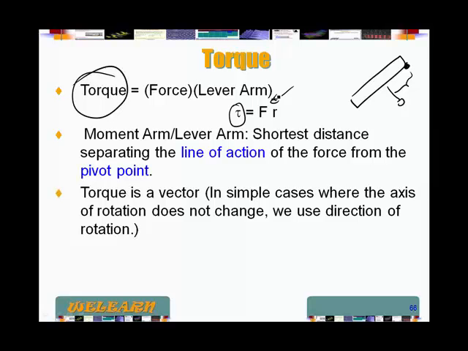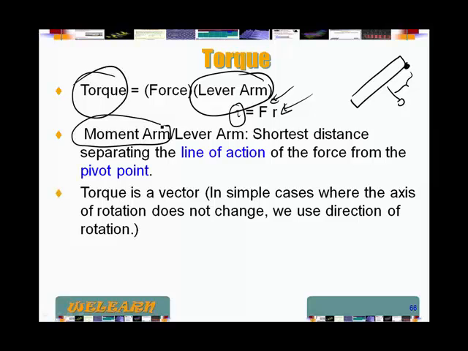It is a vector, but its magnitude is a force times a distance. The distance, we call it a lever arm. The equation for torque is force times lever arm. An alternative name for lever arm is moment arm.